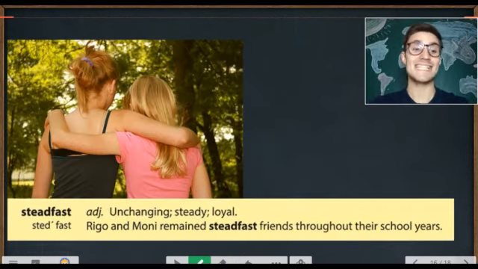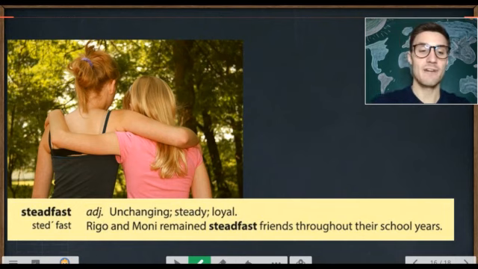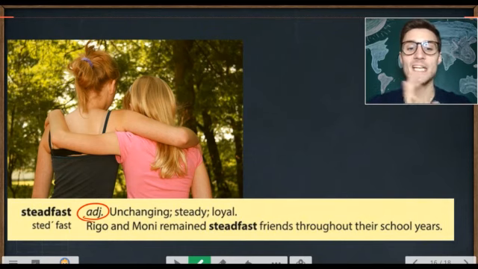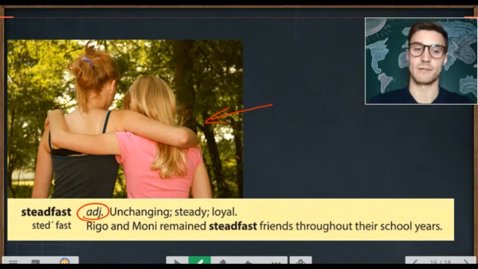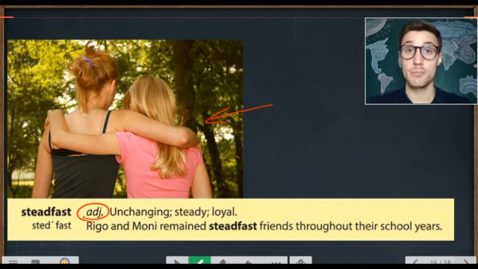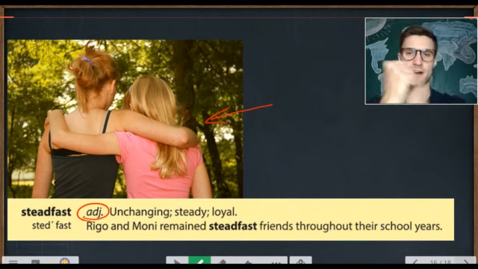Next up, it's steadfast. Steadfast is an adjective. We use this word to describe things which are unchanging, steady, loyal. Rigo and Moni remained steadfast friends throughout their school years. See, they're steadfast friends. Their friendship does not change. They're steady, they're loyal, steadfast. Do you have a steadfast friendship with someone? My friendship with David is steadfast.